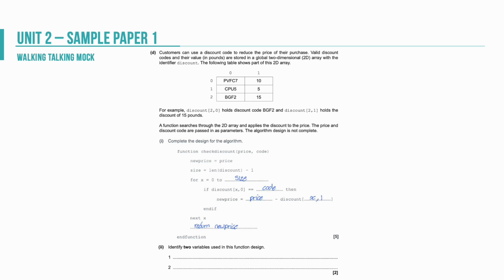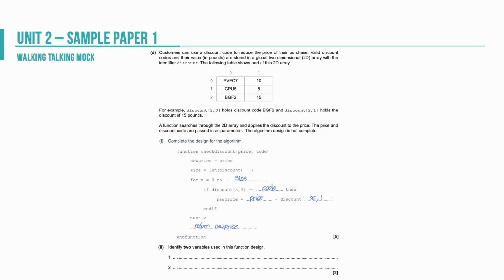So we've got for x equals 0 to size. So we've worked out size on the line above, and that's length of the list minus 1. So that's straightforward. If discount x, 0 equals code, so that's the code that we've passed into this function as a parameter. New price equals price, which kind of makes sense. It's the previous price minus the discount x, comma 1. End if, and at the bottom we're going to be returning new price, sorry.